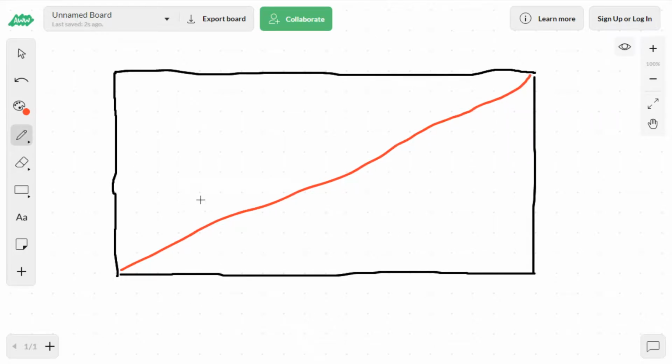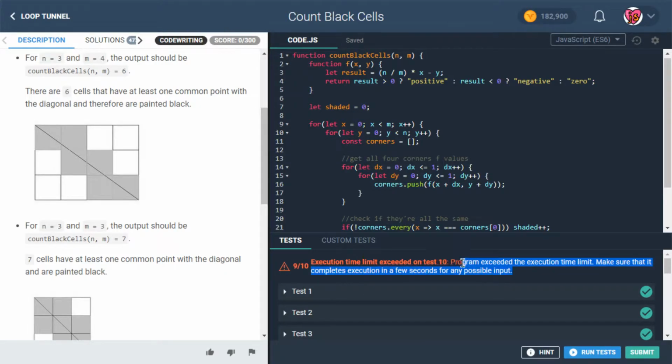Totally straight line, right? So the idea here is that we want to shade some of these, but really not that many if you think about it. It's like this one, maybe this one, this one, that one, that one, that one. It's not that many is what I'm trying to say. So if we're going through every single square here, we're wasting too much time. In fact, look, we're exceeding the time limit, so we're spending too much time on that.